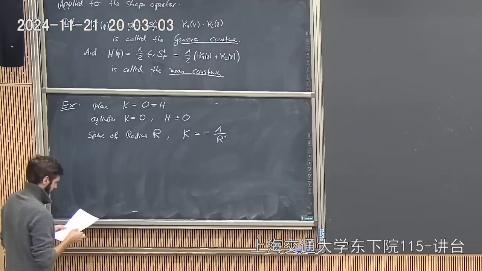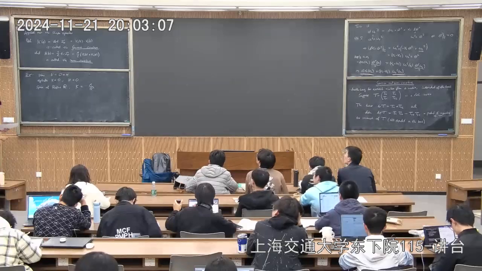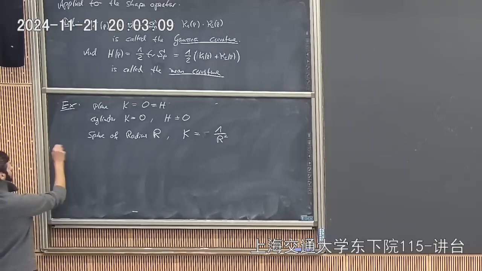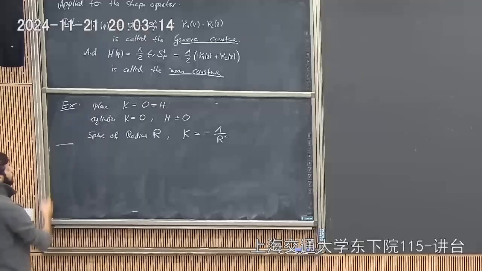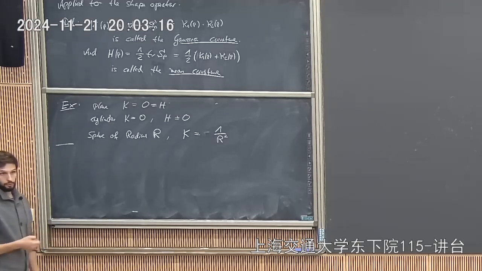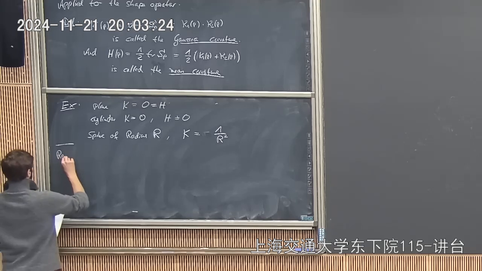So that's some examples. How is that related to the discussion that we had earlier? Especially the Gaussian curvature is very much related to elliptic, parabolic, and hyperbolic points. So that's a remark.